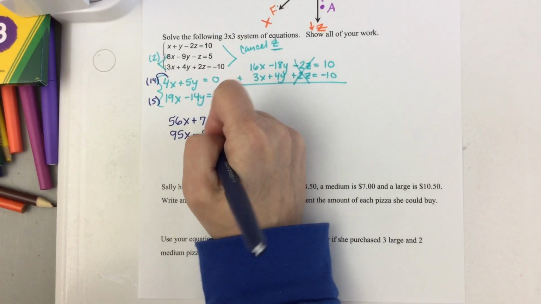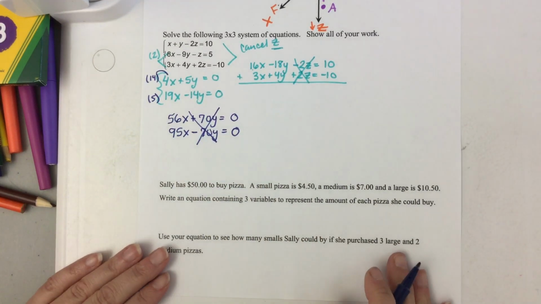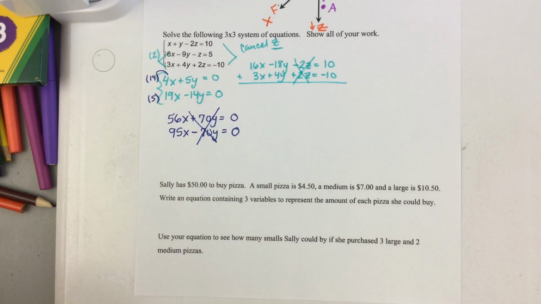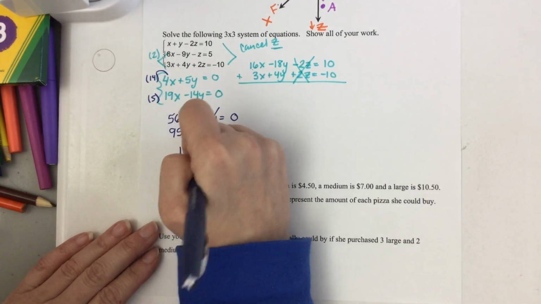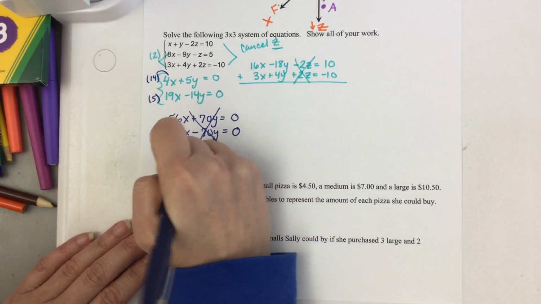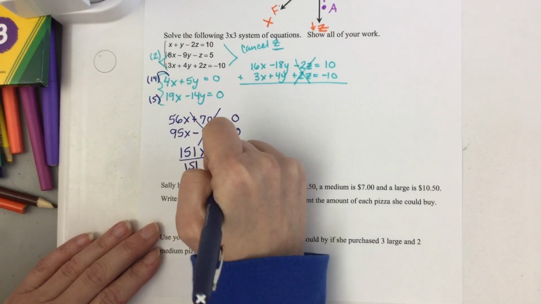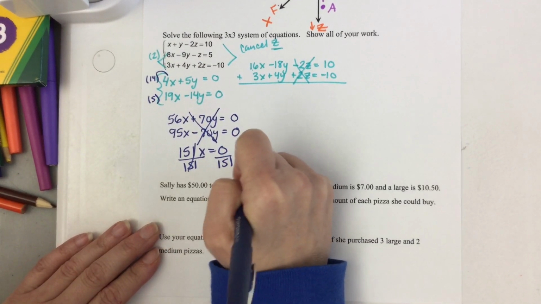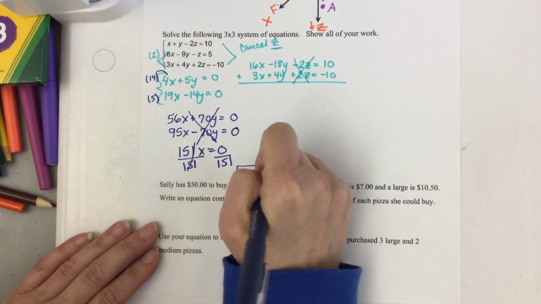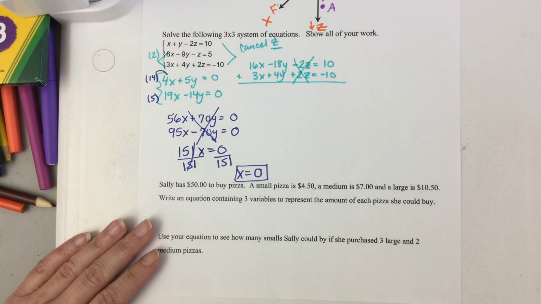So notice positive 70, negative 70 cancels. If I take 56 plus 95, I have 151x equals 0. Well, if I divide both sides by 151, 0 divided by anything is 0. So x has a value of 0.